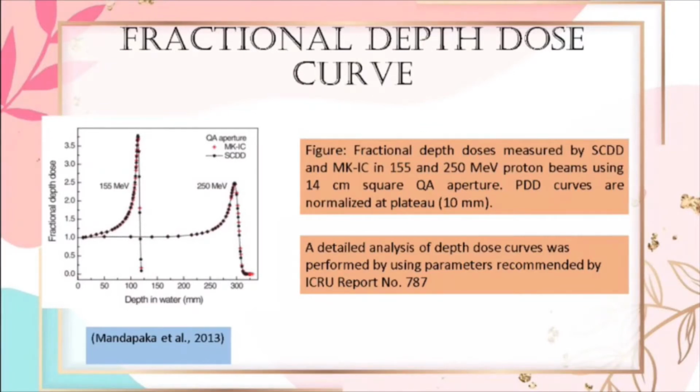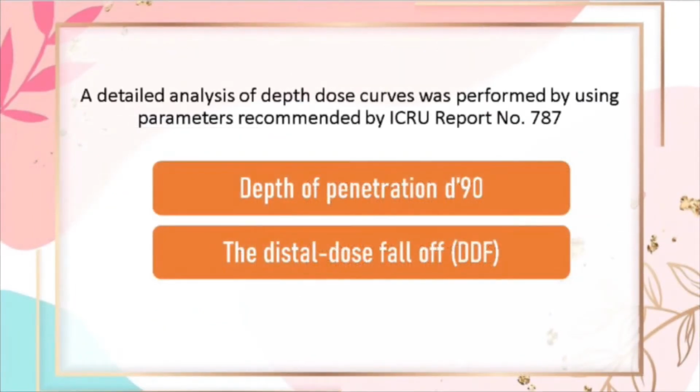This figure also shows the fractional depth dose curve from a synthetic single crystal diamond detector and a Markus parallel plate ionization chamber in 155 and 250 mega electron volt proton beams with a 14 cm square QA aperture. A detailed analysis of the depth dose curve was performed by using parameters recommended by ICRU report number 78, which are depth of penetration and distal dose fall off (DDF).